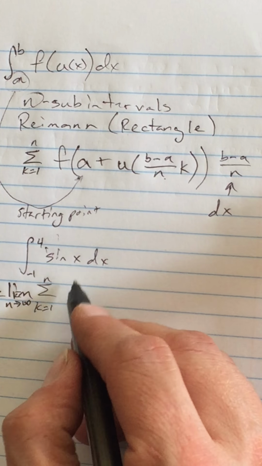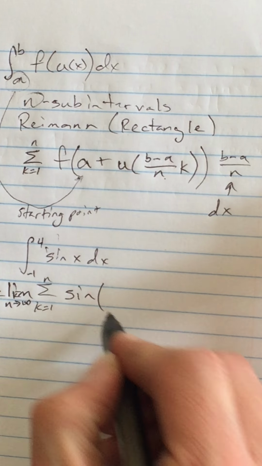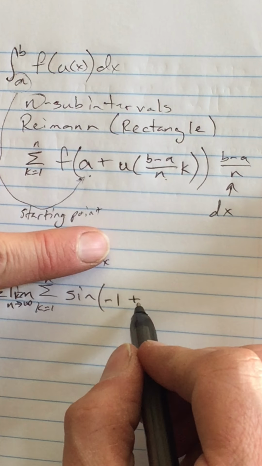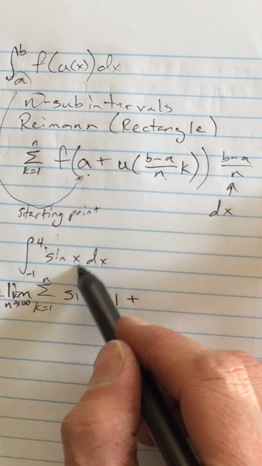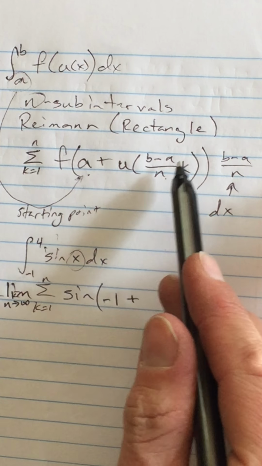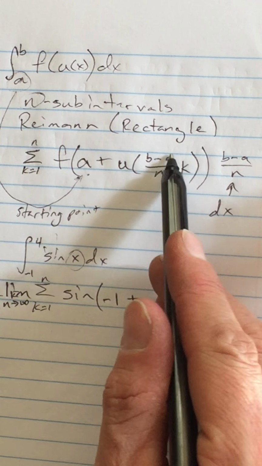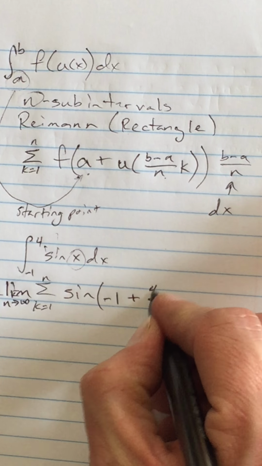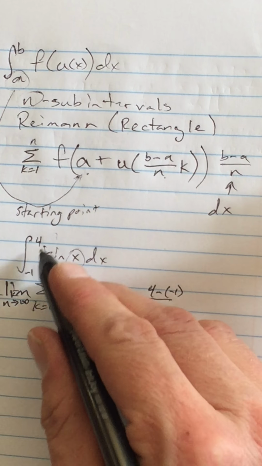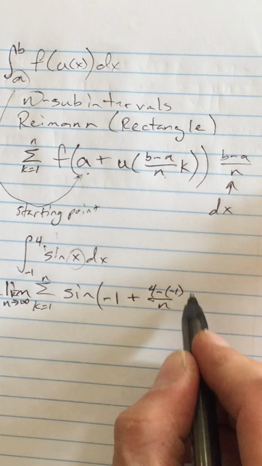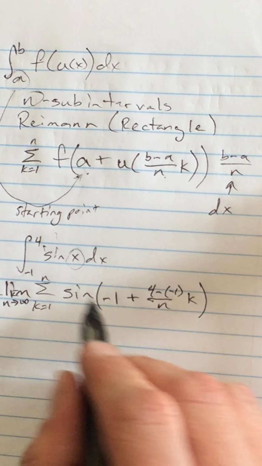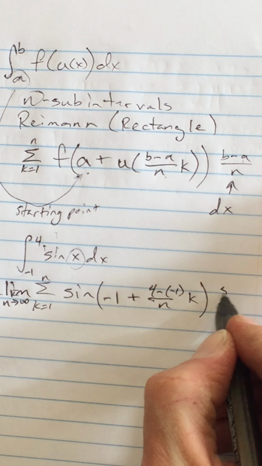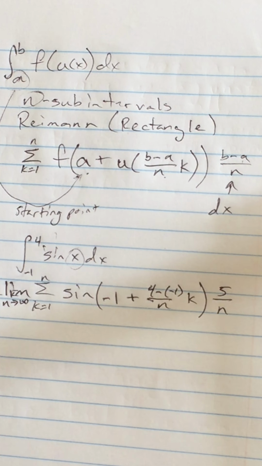So we'd have f, which in this case is sine, and a, that starting point, -1, plus, it's always that plus right there. Then we look at the u of x, and since it's just x, we're just going to put in this b minus a over n times k. So b is 4, a is -1, over n times k. And then again we'd have that on the outside, b minus a over n. So 4 minus -1 we can fast forward to 5 over n.